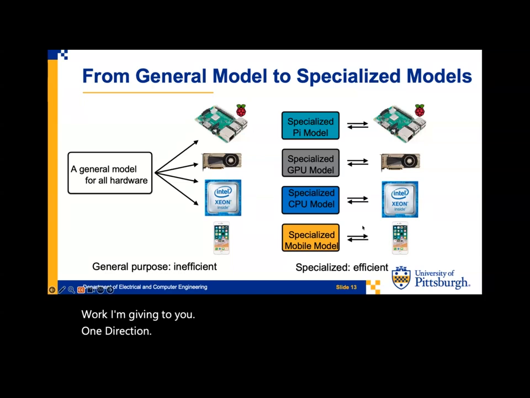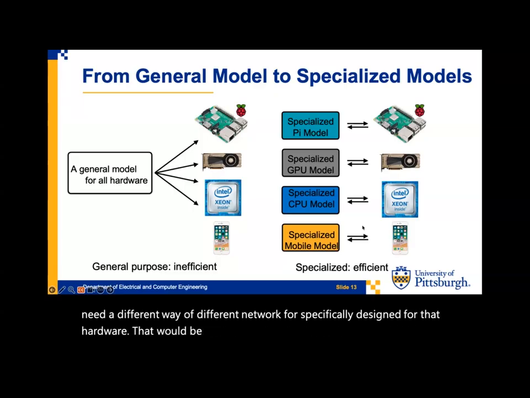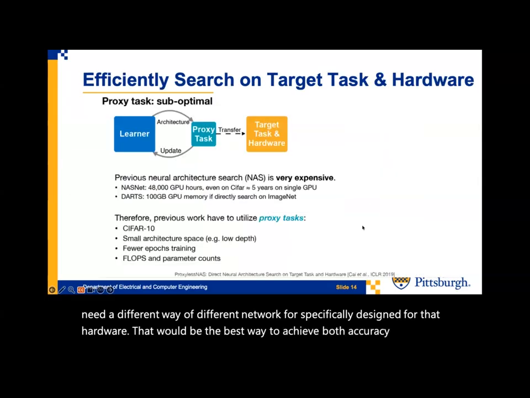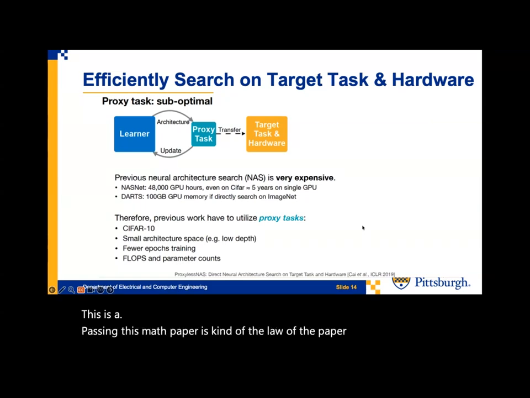But we know that different hardware have very different characteristics. One model probably isn't the best for all. So for each particular hardware, we will need a different network specifically designed for that hardware. That would be the best way to achieve both accuracy and efficiency. So this proxyless NAS paper is one of the papers that does that.